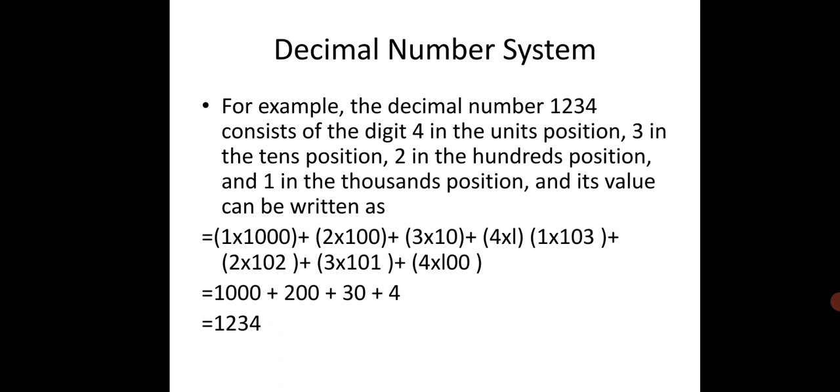The decimal number 1234 consists of 4 digits in units position, 3 in tens position, 2 in hundreds position and 1 in thousands position, and its value can be written as 1 into 1000 plus 2 into 100 plus 3 into 10 plus 4 into 1. So 1000 plus 200 plus 30 plus 4, it is 1234. This is the decimal number system.